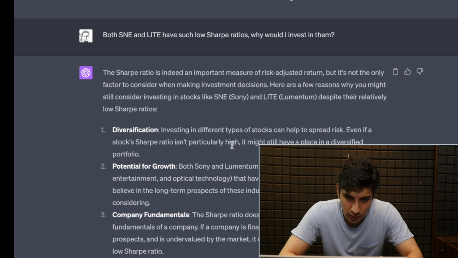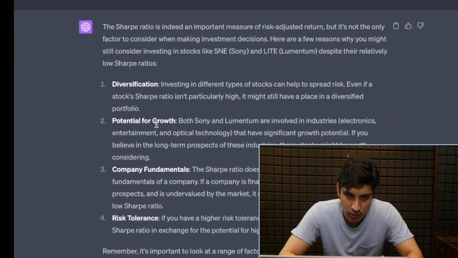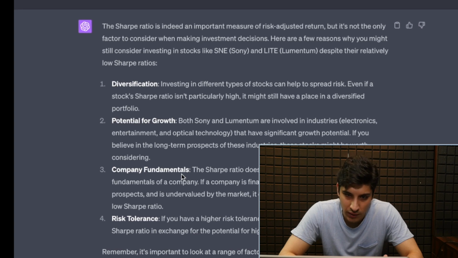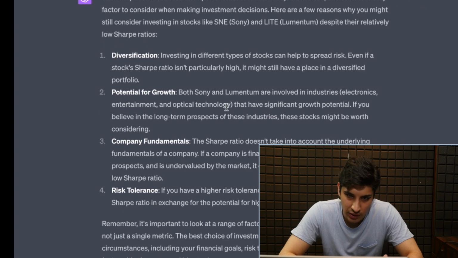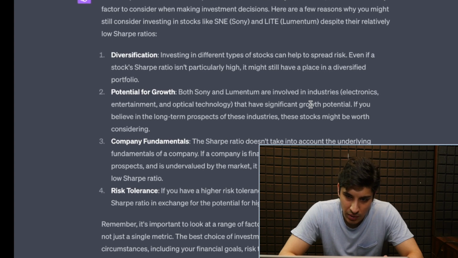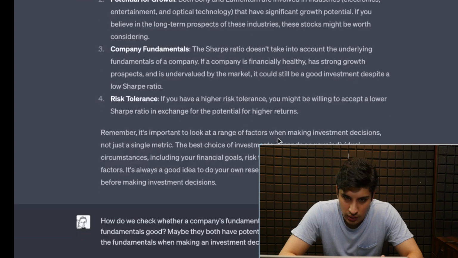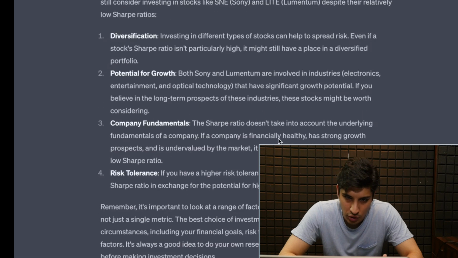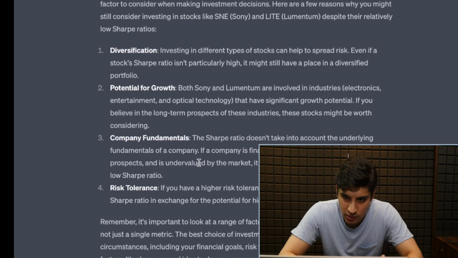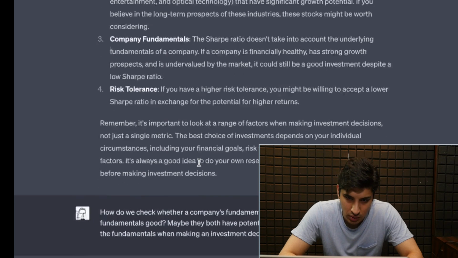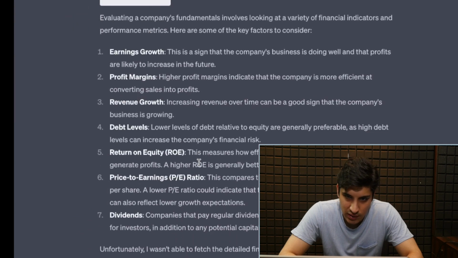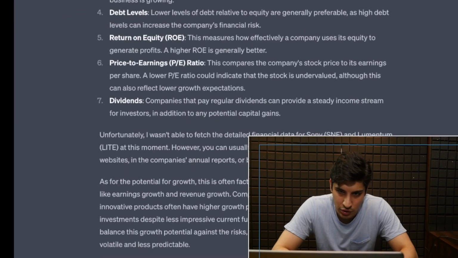So let me try asking, both SNE and Lumentum have such low Sharpe ratios. Why would I invest in them? It tells me diversification, potential for growth, company has strong fundamentals, risk tolerance. Okay, I get the potential for growth aspect because they both are in the technology, electronics, entertainment, and optical technology industries, and these stocks might be worth considering. That makes sense.